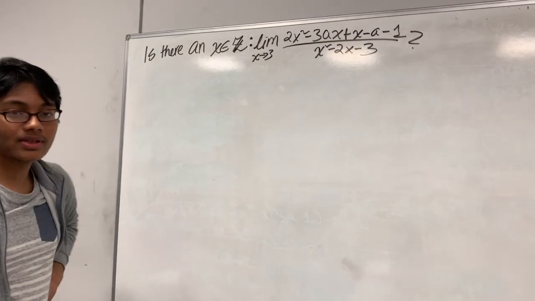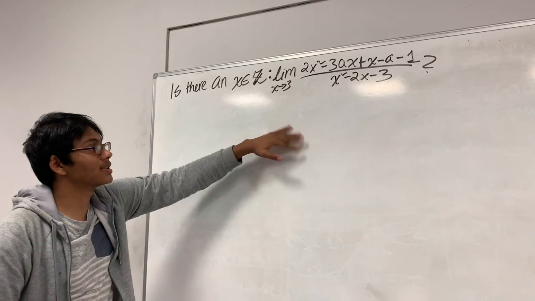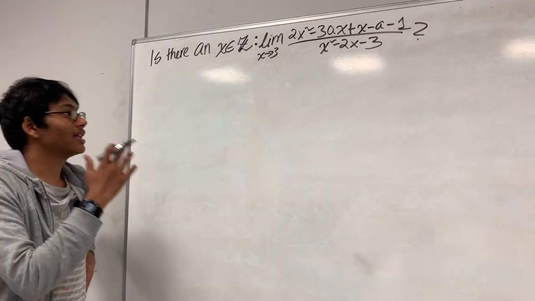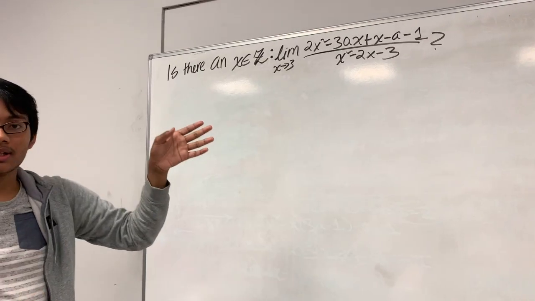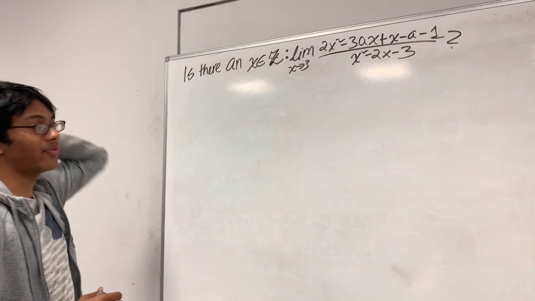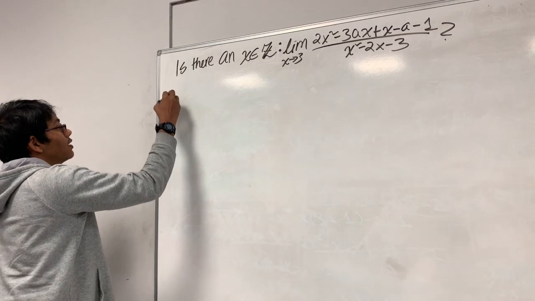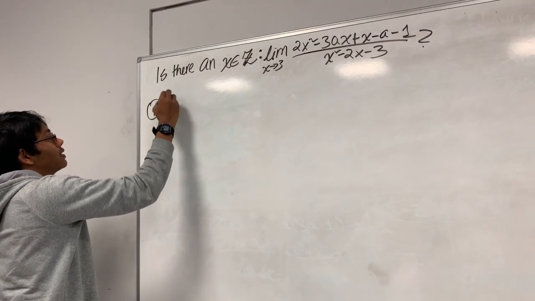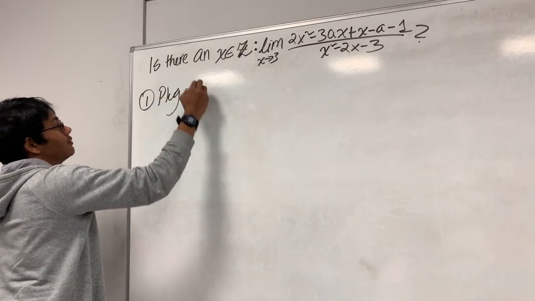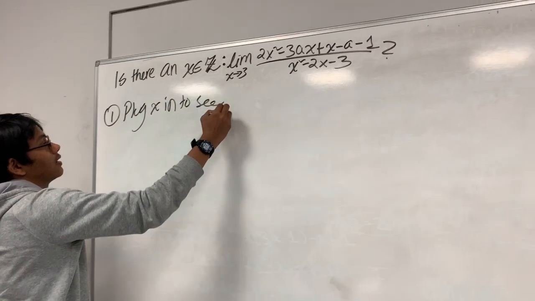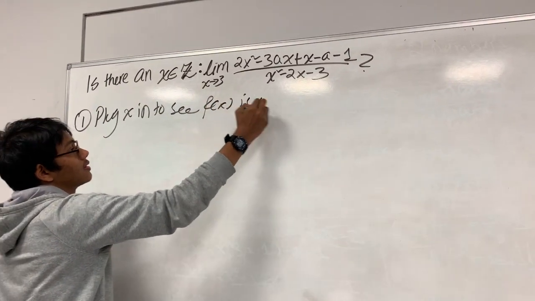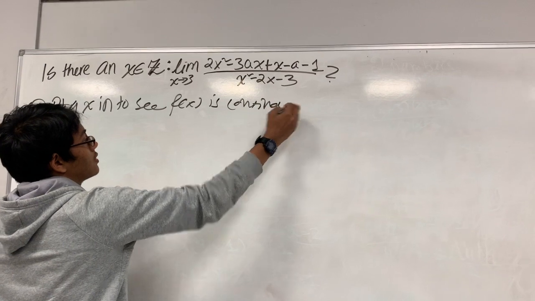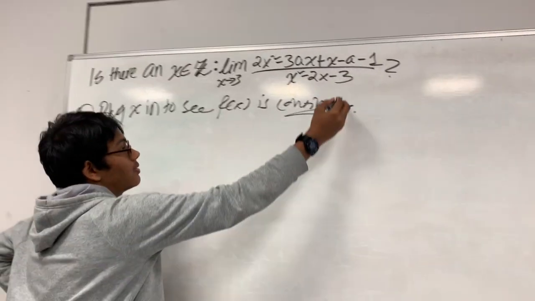what should we do? Well, the first thing you should do with any limit question, especially if you're trying to solve it analytically, is just try to plug in, try to see if the function is continuous. So that's what we're going to try to do first. Plug x in, see if f of x is continuous. So let's just plug it in.